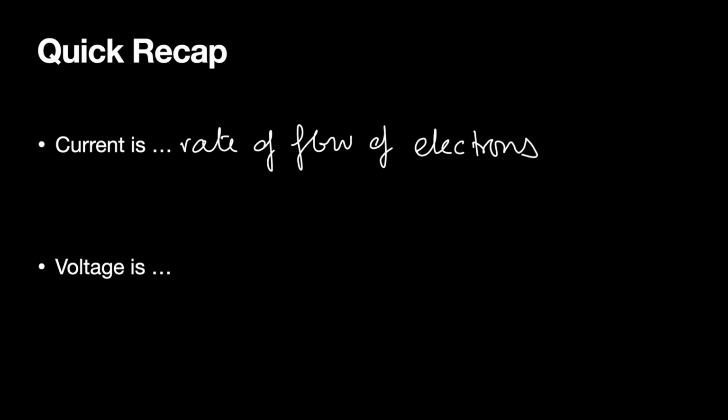So you should know that current is the rate of flow of electrons or charge. Both terms could be used interchangeably. And voltage, you should remember, has two meanings. It can be defined in terms of force or in terms of energy.